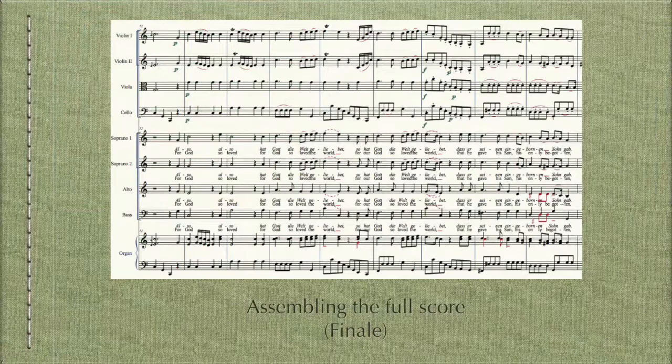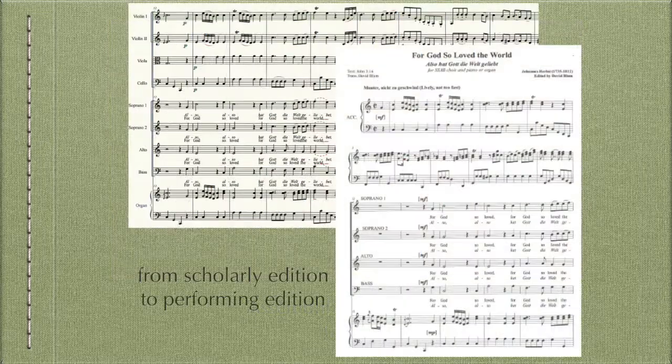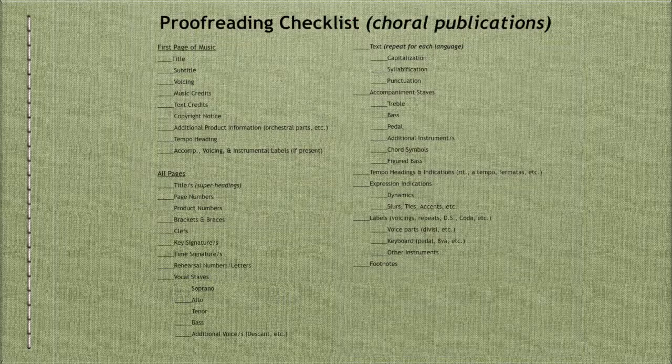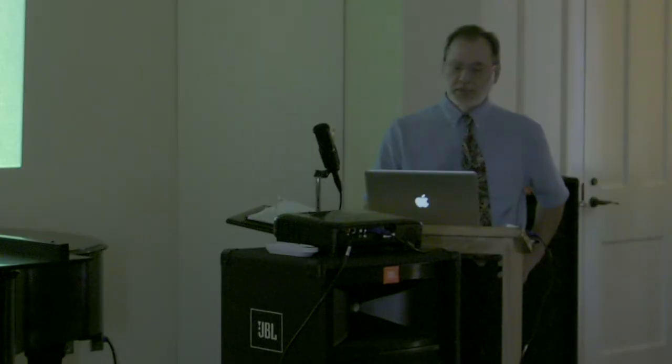Then you assemble the full score. I use Finale. And then it goes from the Finale edition to what becomes the printed score. Now, this is a proofreading checklist that Gwyn uses, and as you can see, it's pretty exhaustive.